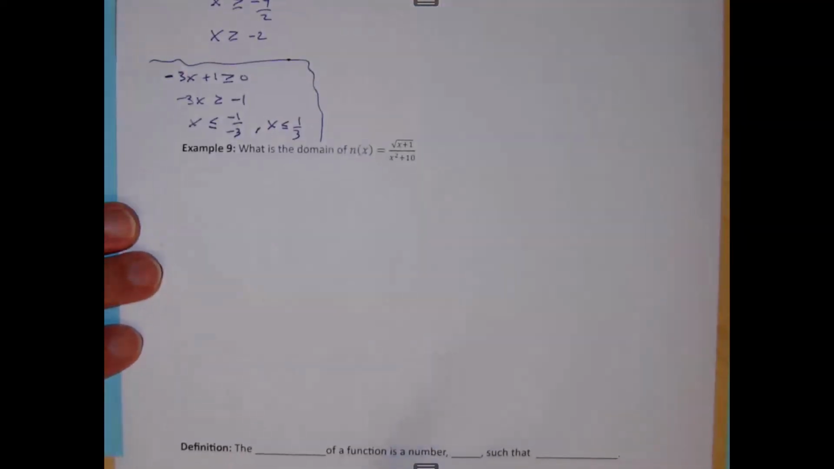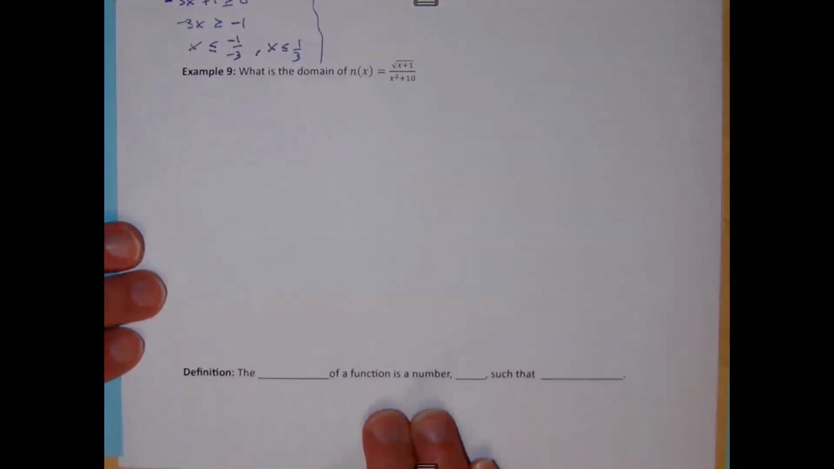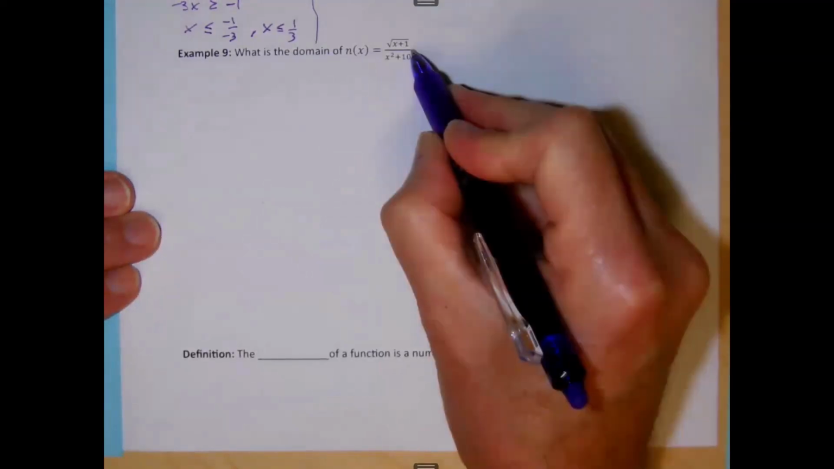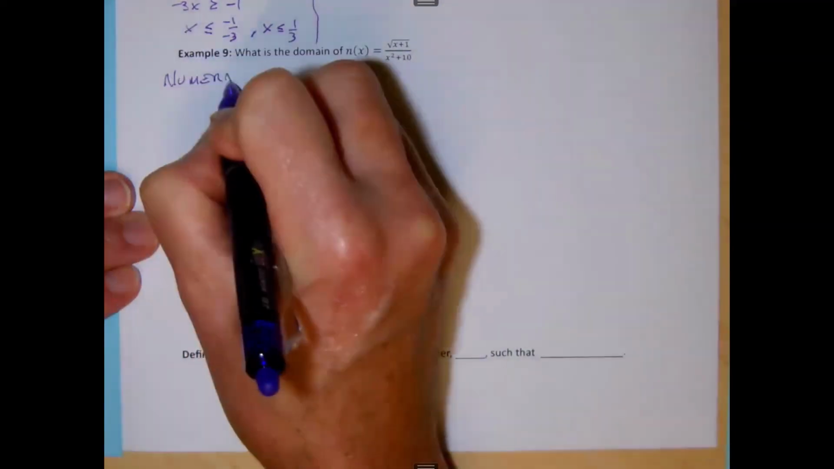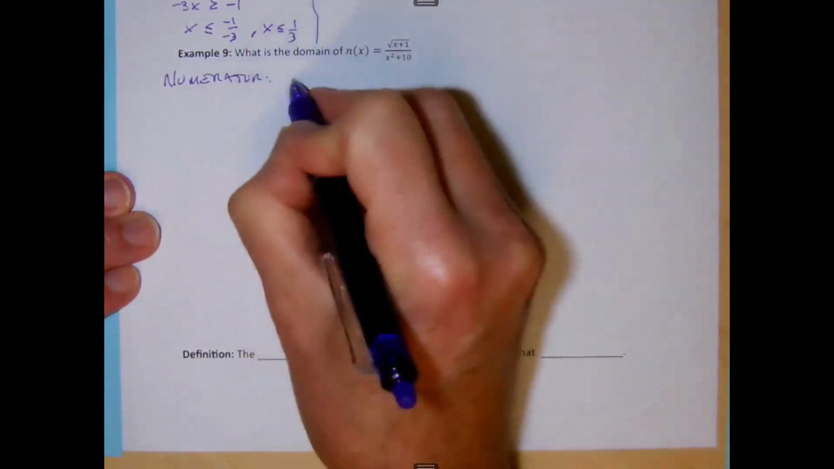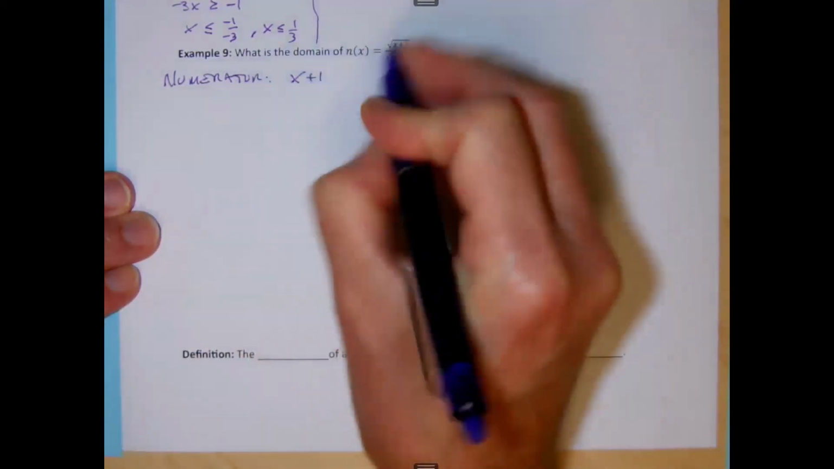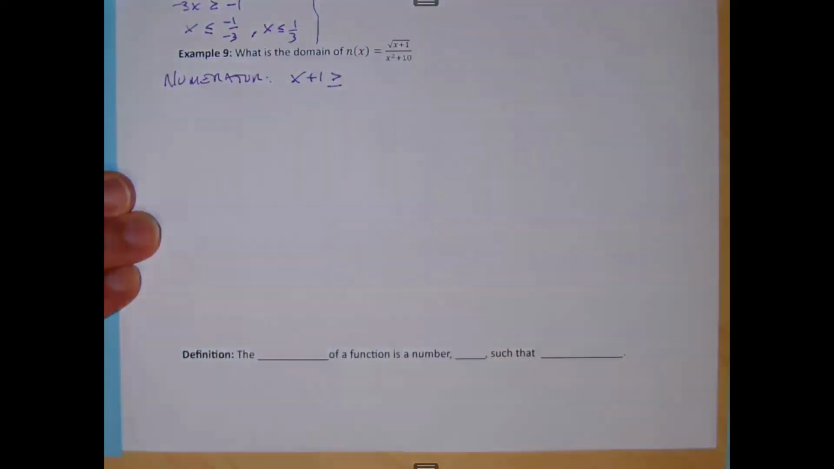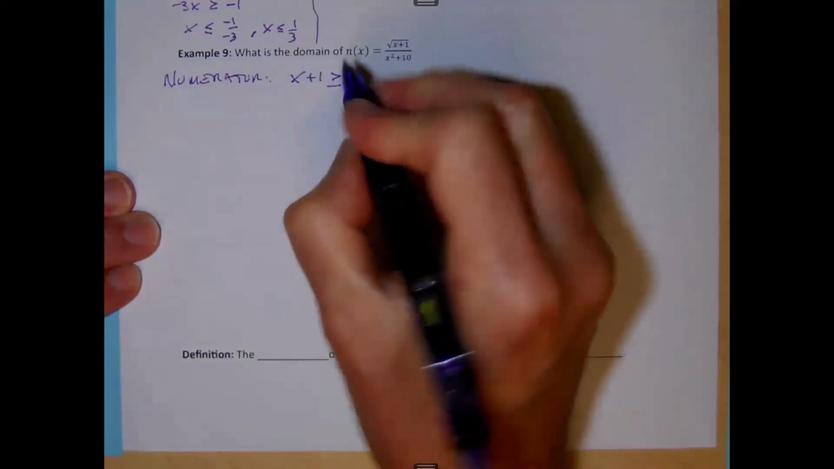One last question here. What is the domain of this? Well, let's look at the numerator. So again, we know that the numerator issue is the square root. The radicand has to be greater than or equal to 0.